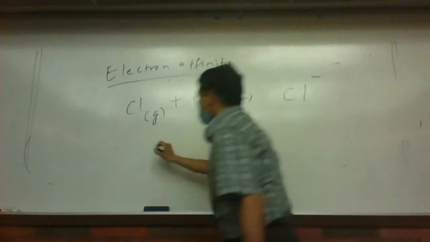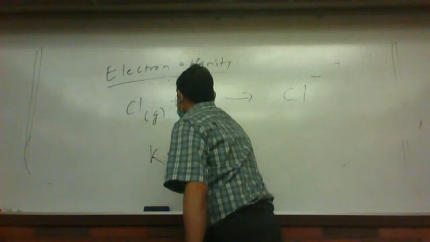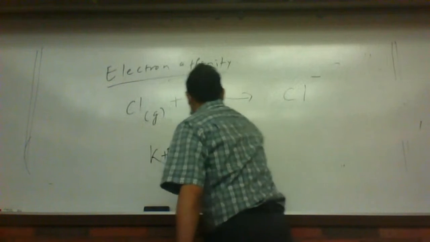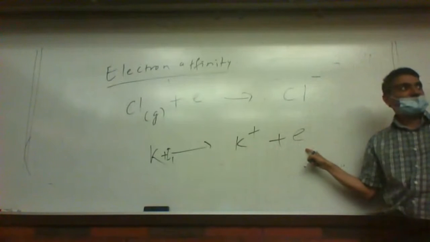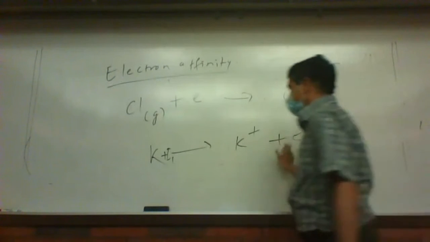Previously, what we were doing? We were doing it like this. We have potassium, and I was giving some energy, and then I was removing the electrons. Previously, in ionization potential, I was doing this, right? But this is ionization potential.